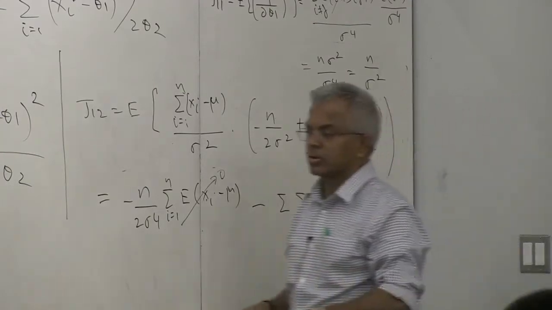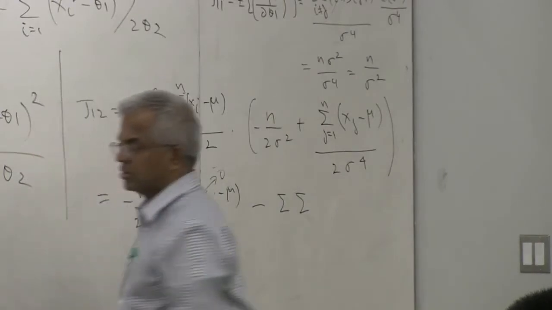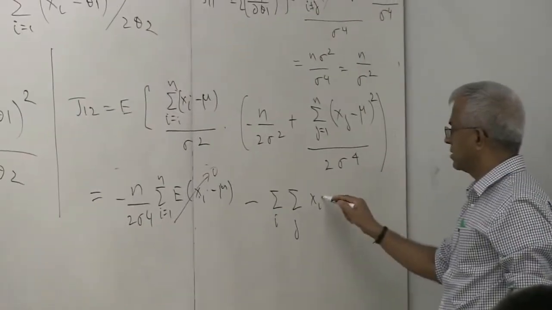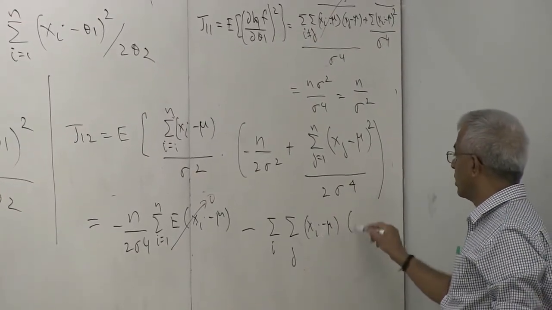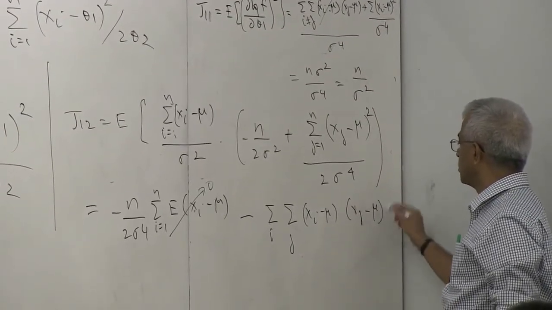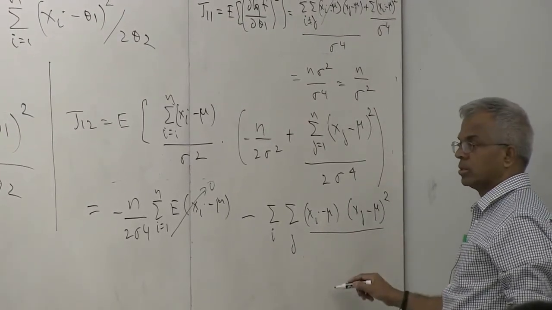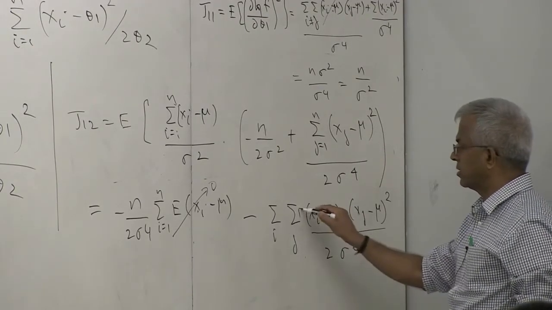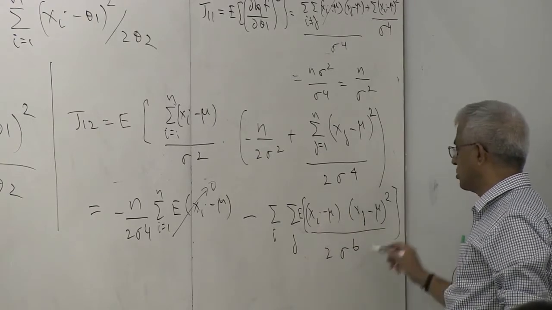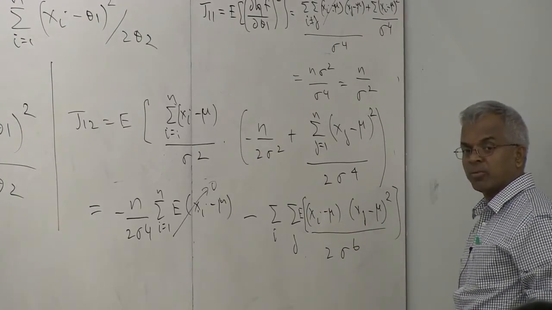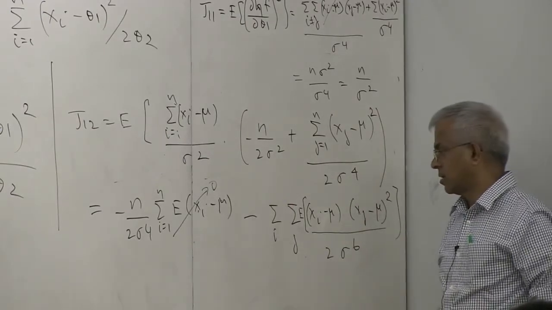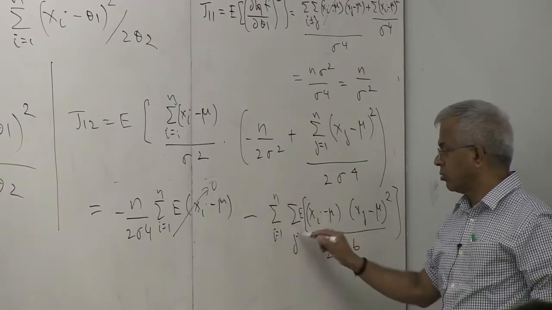Hello, I copied this wrong. So you have this: summation over i, j of xi minus mu times xj minus mu the whole squared over 2 sigma 6, and the expectation. Anybody? What is the answer to this? Be careful before you say something. What is the answer? i goes from 1 through n, j goes from 1 through n.